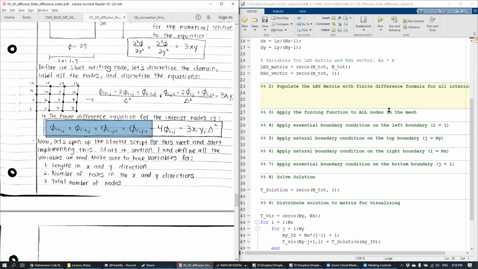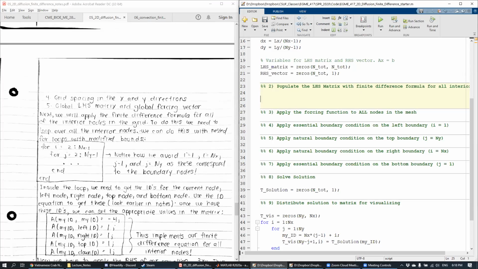And so for the boundary conditions, we're going to apply the boundary condition there. Okay. All right. And so the first thing that we're going to need to do is we're going to need to write a loop. Okay. And what this loop needs to do is visit every single interior node in our grid.